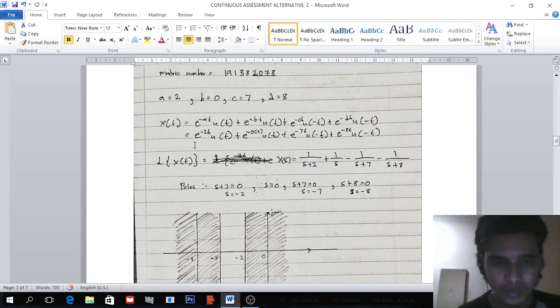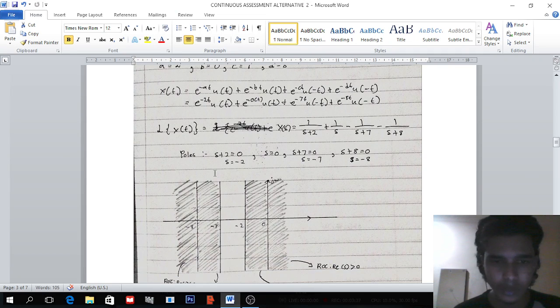So we need to convert this equation into a Laplace transform. It would be X(s) equals 1 over s+2, plus 1 over s, minus 1 over s+7, minus 1 over s+8. As for e^(-0t), we can cut it, because 0 times t would make it equal to 1, so it is 1 over s.